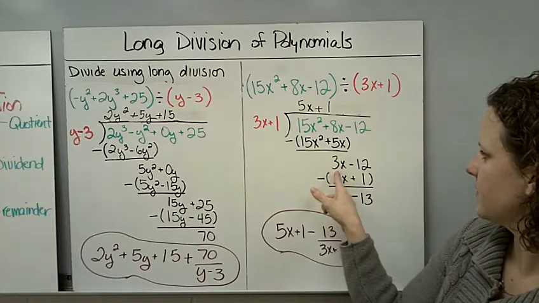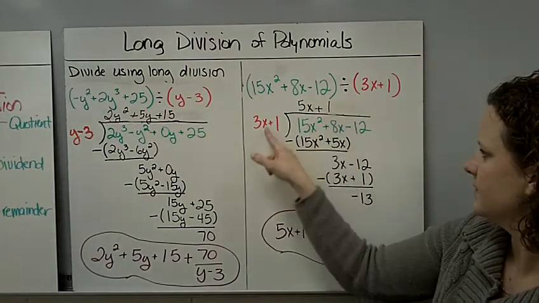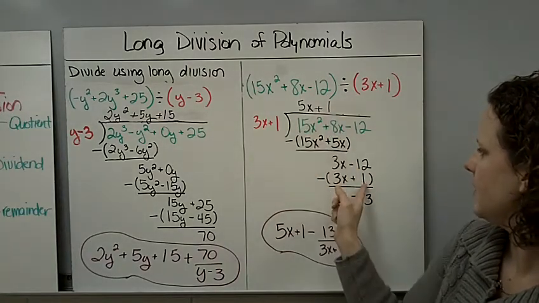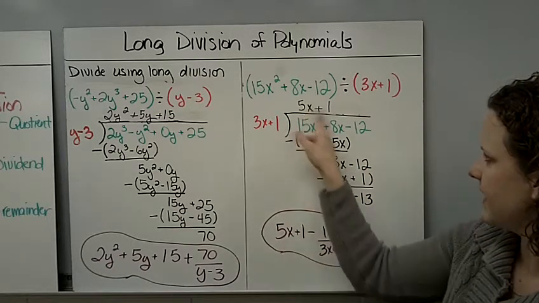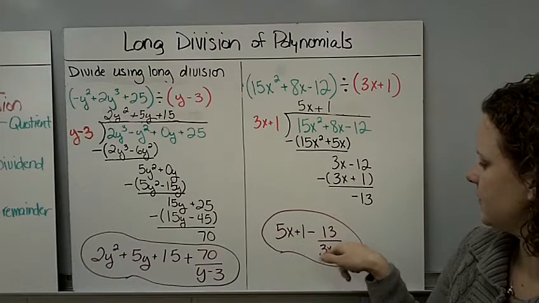Okay, how many times does 3x go into 3x? 1 time. Multiply, subtract. My remainder is negative 13. So we get 5x plus 1 minus 13 over 3x plus 1.